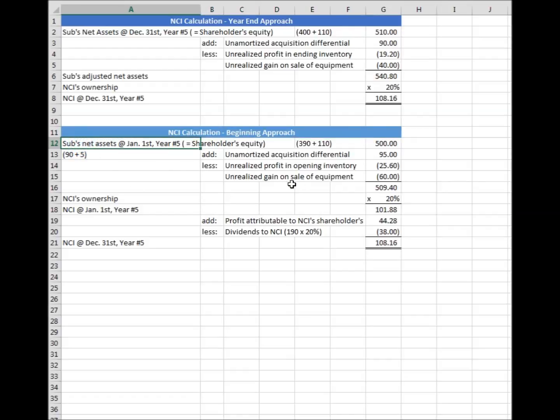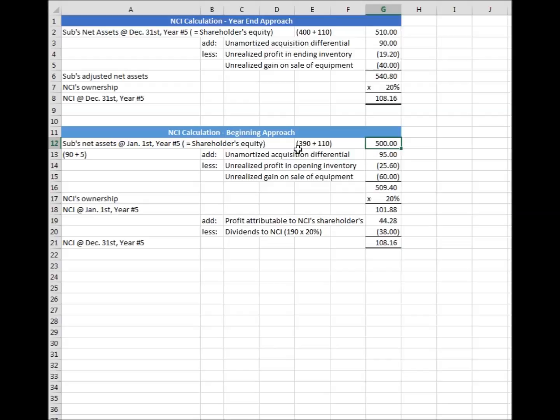So the sub's net assets at January 1st, year 5, so at the beginning of the period, once again, like shareholders' equity, remembering that over here we still have the same $110 for common shares, but we have to add it to the beginning retained earnings, assuming that the common shares were the same at that point in time, at the beginning of the year. And that'll give us $500.